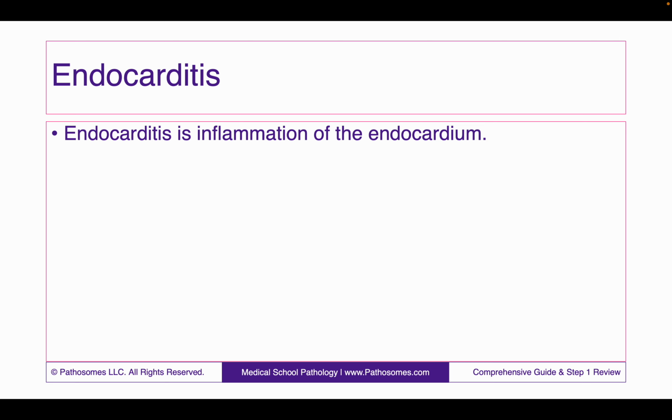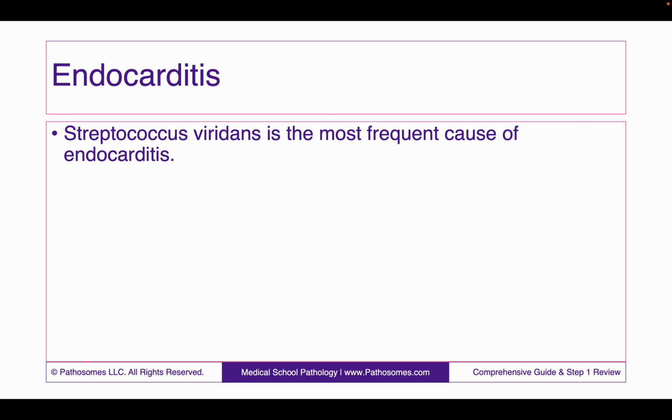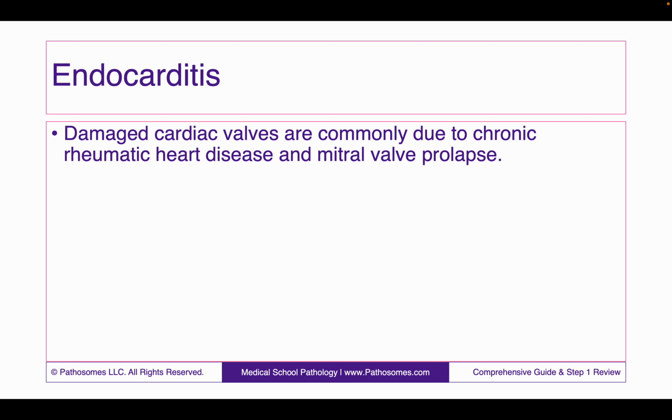Anyhow, let's discuss endocarditis. Endocarditis is inflammation of the endocardium. Endocarditis is typically brought on by a bacterial infection. Streptococcus viridans is the most frequent cause of endocarditis. Streptococcus viridans is a low virulence bacteria that spreads to damaged valves. Damaged cardiac valves are commonly due to chronic rheumatic heart disease and mitral valve prolapse.